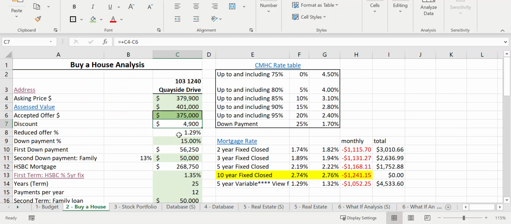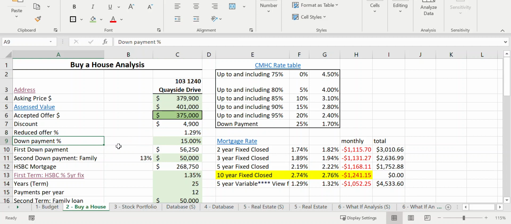All right, so how do you calculate the reduced offer? Well, you simply want to calculate it by taking what their price is. So they're asking $379.9 minus what I offered, and divide it by what they originally asked. So that would be the formula for calculating the reduced offer price. And that's how you write a formula. So there's no functions here. This is strictly just taking numbers, doing mathematical calculations to come up with the answer. All right, so it's 1.29.